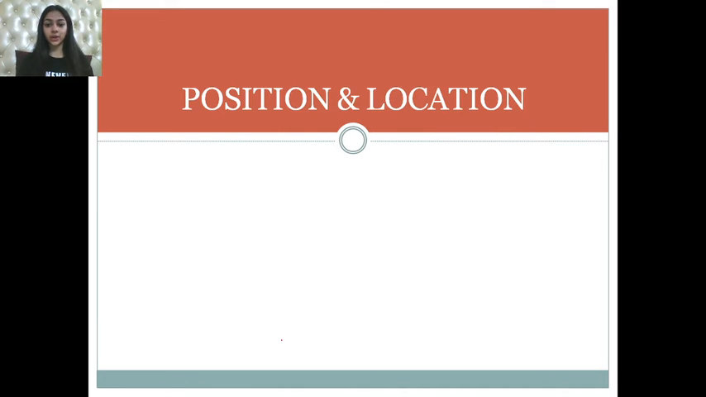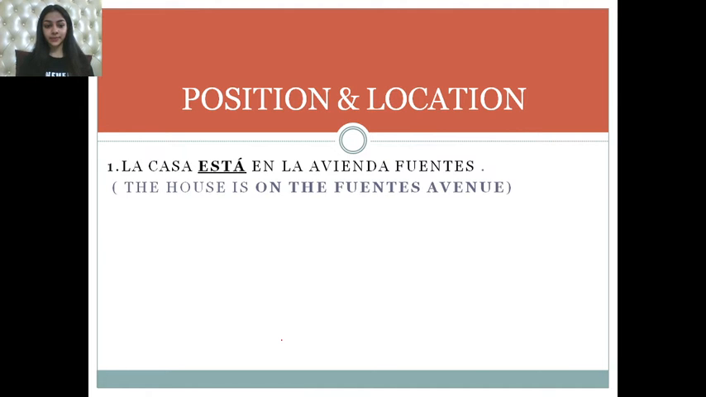So position and location. La casa está en la Avenida Fuentes. The house is on Fuentes Avenue. Fuentes Avenue is just a place. So we are talking about the position and location of the house, right? So in this sentence, again we have "is". Instead of "is", now we will use verb estar. Why? Because we are talking about the position and location of the house. Here, if we were talking about the house is very beautiful, we would have used verb ser instead of "is".